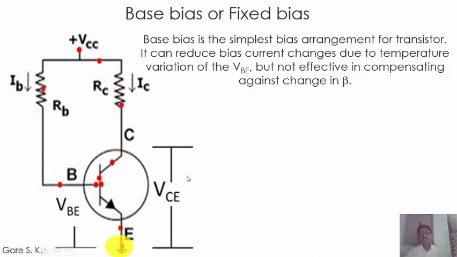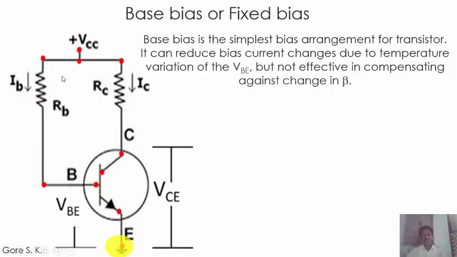This circuit reduces the bias current changes due to the temperature variations in the VBE. But this circuit is not effective in compensating against the change in beta value. We know that beta is nothing but the gain of the transistor. Beta is equal to IC divided by IB. If there is any change in the beta value, then this circuit is not stable for the beta value. So this is the circuit for the base bias or fixed bias.